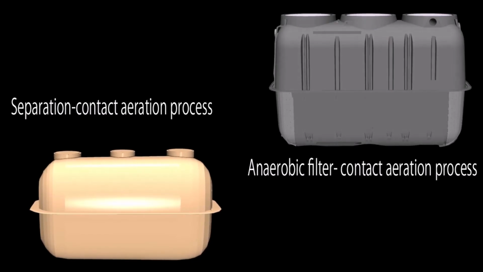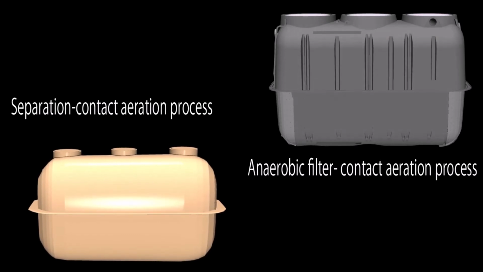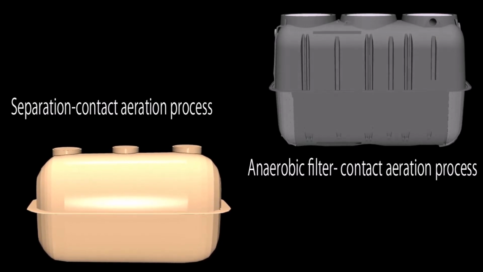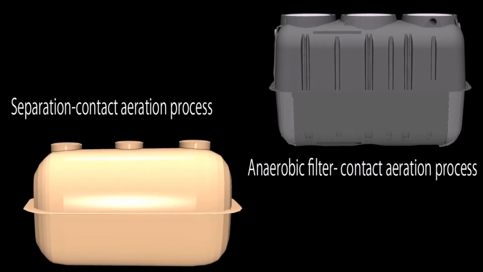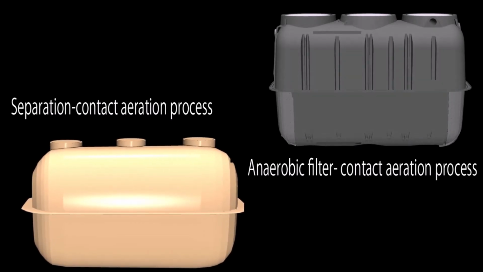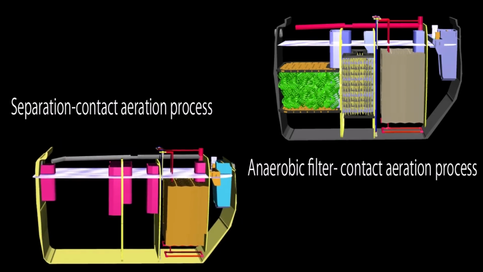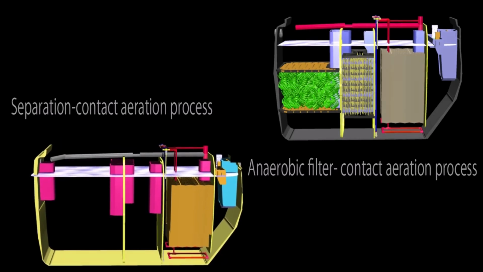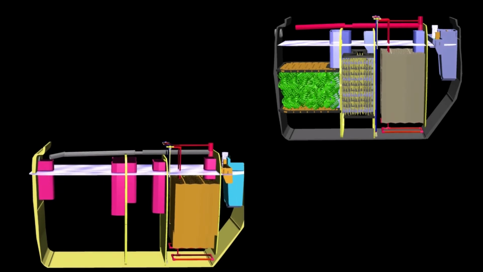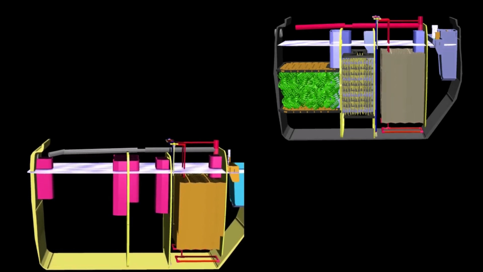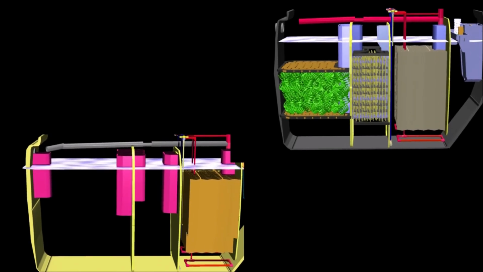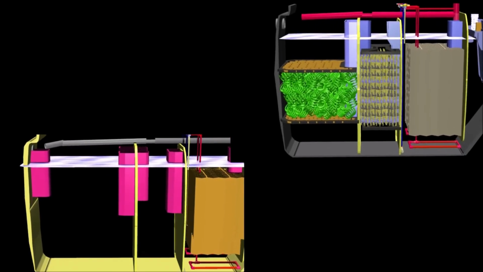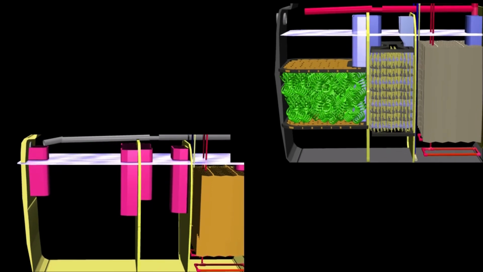The small-scale JOHKASOU includes 2 processes. One is the separation contact aeration process, which is a combination of a sedimentation separation tank and a contact aeration tank. The other is the anaerobic filter contact aeration process, which is a combination of an anaerobic filter tank, in which a filter media is filled for capturing solids, and a contact aeration tank.